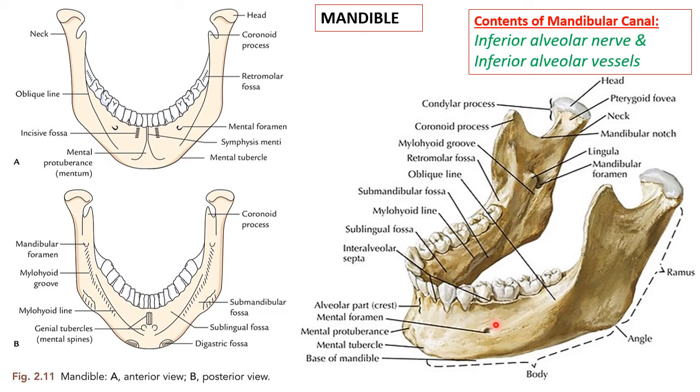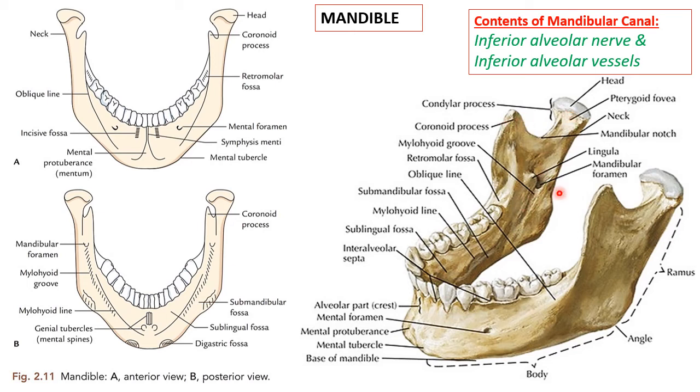This canal transmits the following structures: the inferior alveolar nerve, which is a branch of the posterior division of the mandibular nerve; the inferior alveolar artery, which is a branch of the first part of the maxillary artery; and the inferior alveolar vein. On the anterior margin of the mandibular foramen, there is a tongue-like structure called the lingula. From the lower side of the lingula runs the mylohyoid groove.